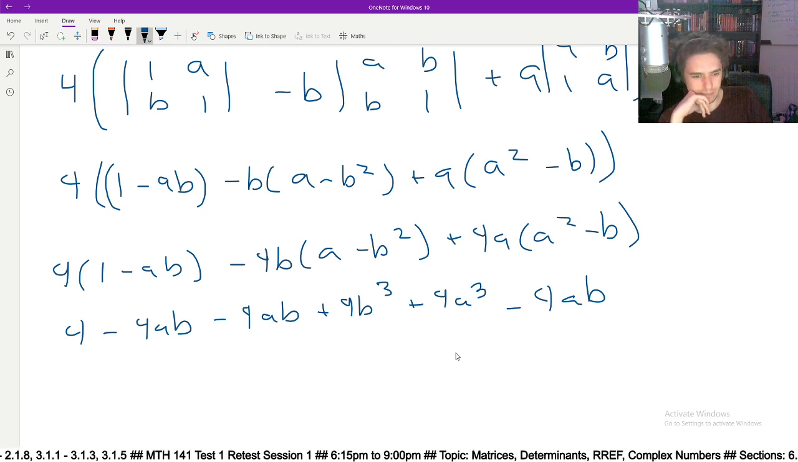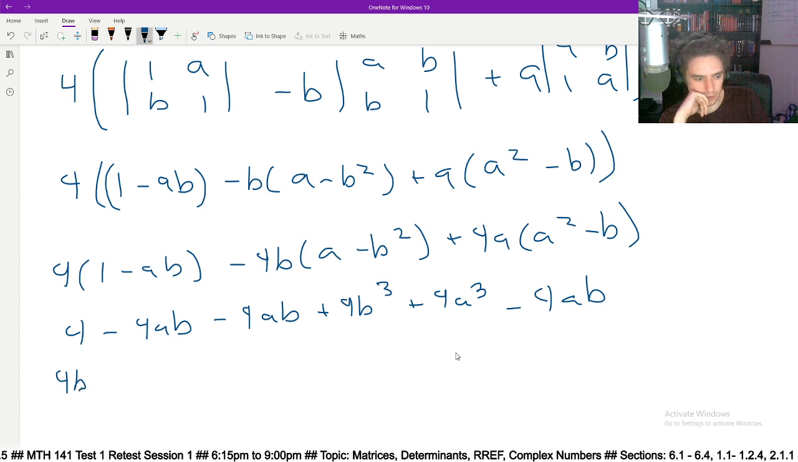Good. So well, just combine like terms. So it's going to be 4b. Well, I guess we start.